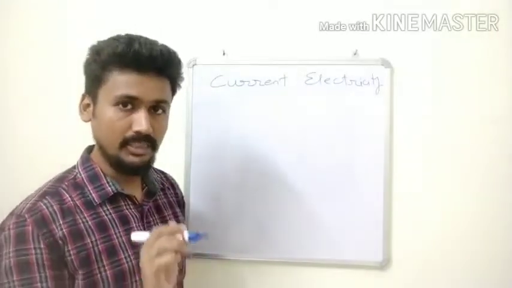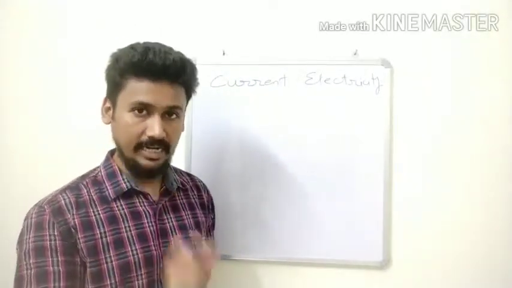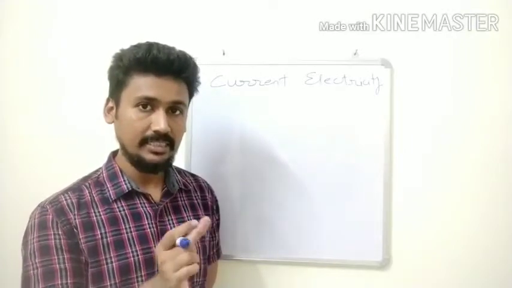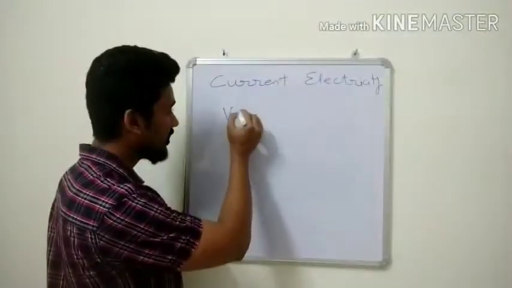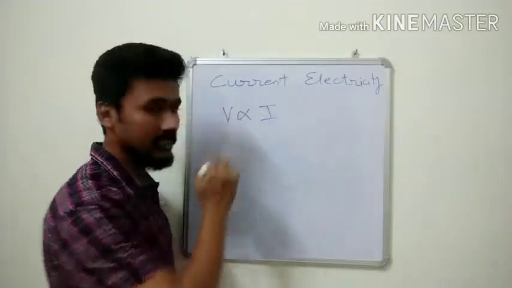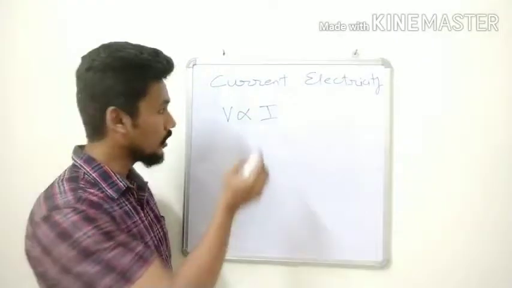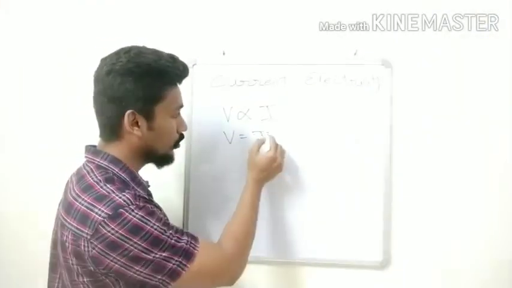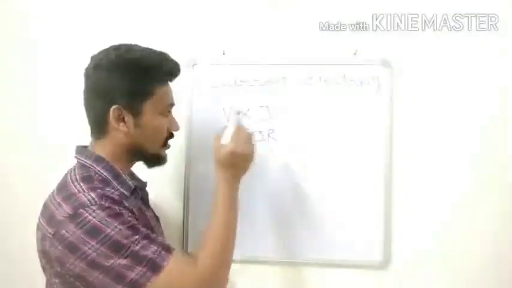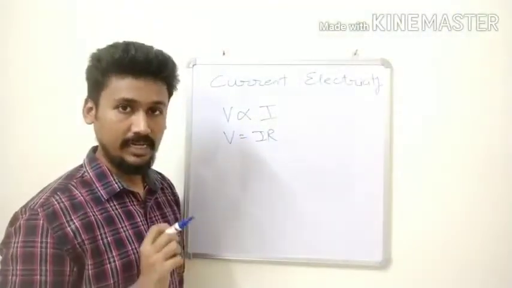Okay, so Ohm's law says that for a given conductor, if the physical conditions remain the same, the potential difference is directly proportional to the electric current. So V is directly proportional to I, therefore we can say V is equal to IR, where R is called the resistance of that conductor.